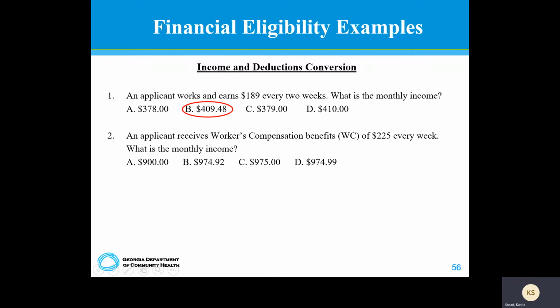An applicant receives workers' compensation of $225 every week. What is the monthly income? So you're just going to clear out your calculator again, and you take that 225 times 4.3333, because that's every week. And your income should be $974.99.